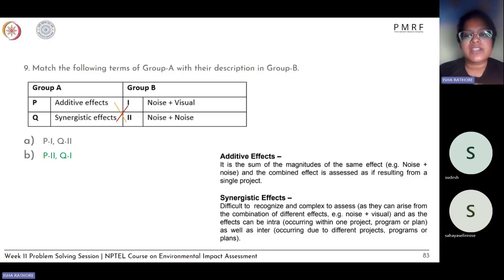And then synergistic effects are difficult to recognize and complex because they are the combination of two different effects which are acting together. An example of this is noise and visual. These are two different kinds of impacts and they can't be clubbed together, but they are occurring together. So this is an example of synergistic effect. So Q matches with 1. So the correct answer is B, that is P matches with 2 and Q matches with 1. Okay, so moving on to the next question.